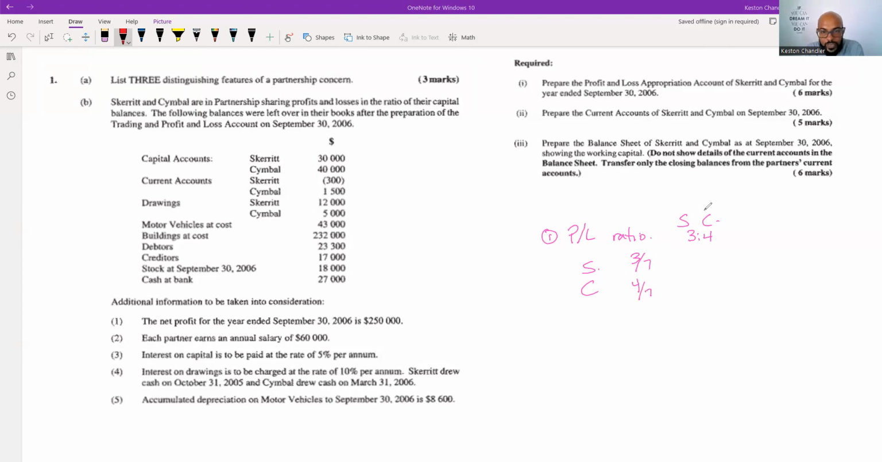Right? The following balances were left over in the books after the preparation of the trade and profit and loss account on September 30th. Right? We have capital account balances, we have current account balances. Skeritt is in on negative, so this is our debit balance, right? Remember that, that'll be on debit side. Cymbal is good. They have drawings 12,000 and 5,000 for the year. There's a motor vehicle at cost, a building at cost, so prepare yourself for depreciation. Debtors 23,300, creditors 17,000. Stock at the 30th of September 2006. So this is our closing inventory here.